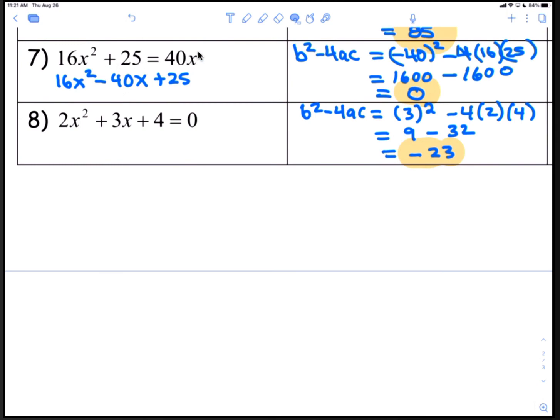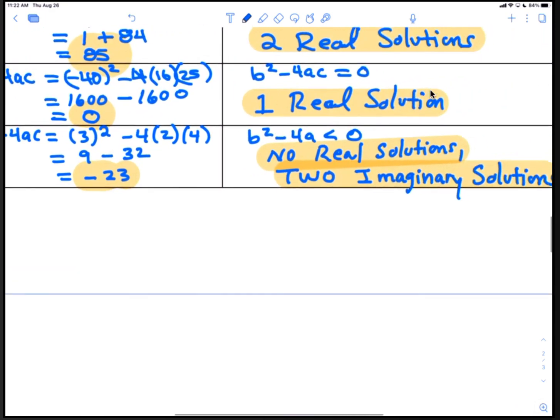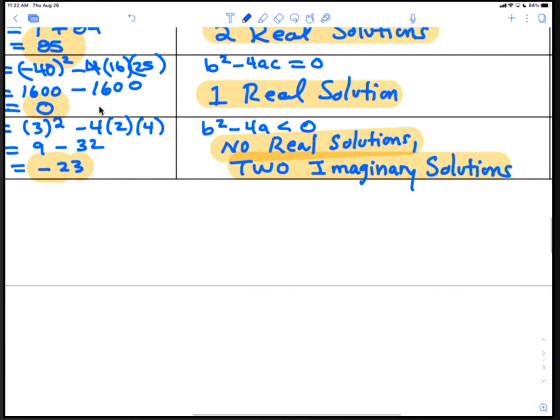For number 7, we'll need to subtract 40x from both sides to set it equal to 0. So a is 16, b is negative 40, and c is 25. Plugging that into the discriminant, b squared minus 4ac, we get negative 40 squared minus 4 times 16 times 25. That simplifies to 1600 minus 1600, which is 0. When the discriminant is equal to 0, we have 1 real solution.